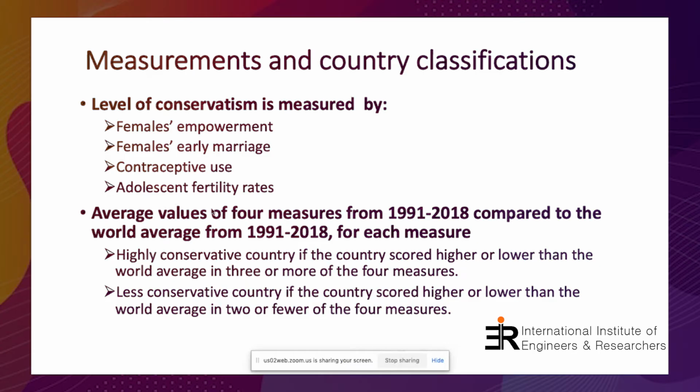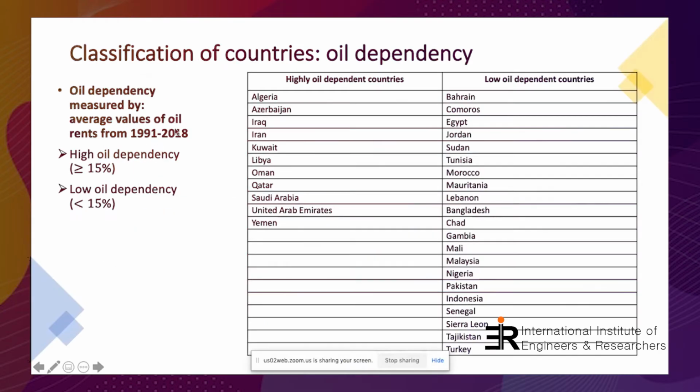And less conservative if the country scores higher or lower than the world average in 2 of these 4 measures. In terms of oil dependency, we use the average values of oil rents from 1991 to 2018. So the country will be assumed to be highly oil dependent if it has 15% or more as a percentage of its GDP. We also use 20%, 25%, 30% as robustness checks.